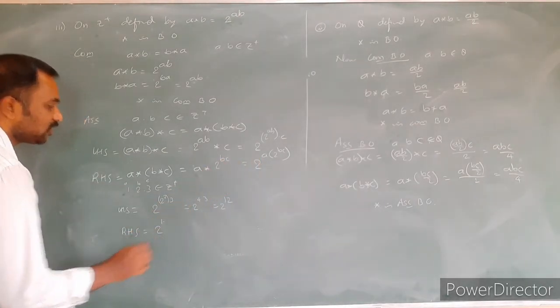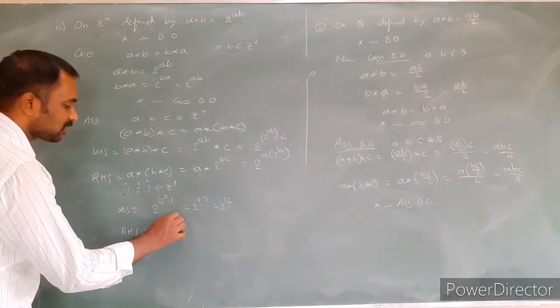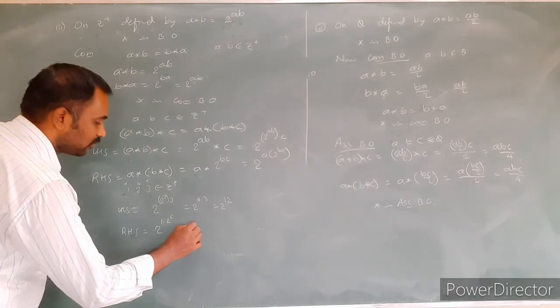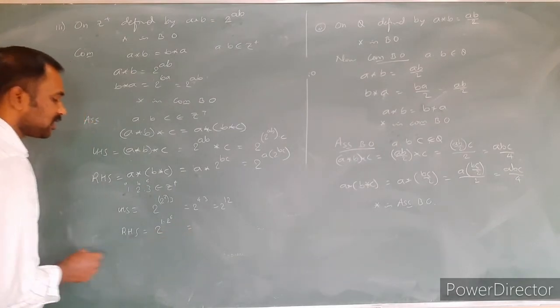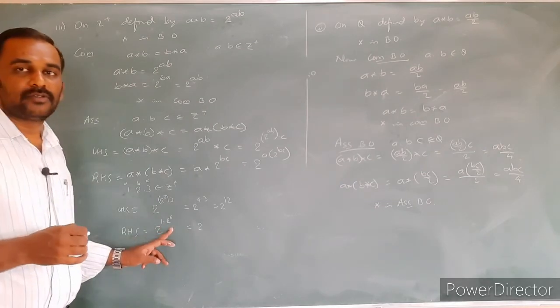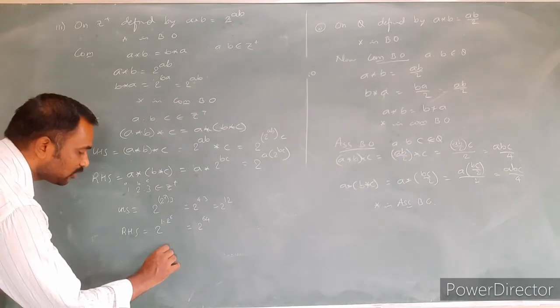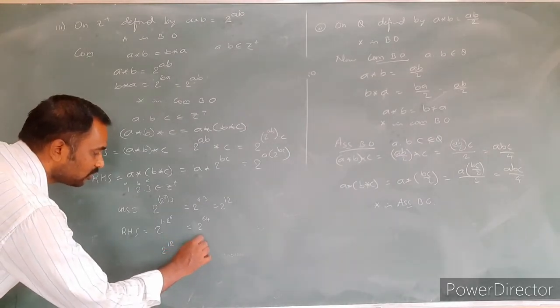A is nothing but 1 into 2 power B into C. 2 threes are 6, so 2 power 6. What is 2 power 6? 2 power 5 is 32, so 2 power 6 is nothing but 64. Can I say that 2 power 12 is equal to 2 power 64?